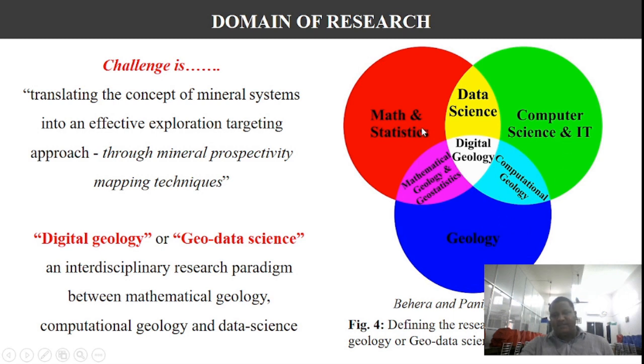The intersection area of math and statistics and geology, we refer to as mathematical geology and geostatistics, and the common area between computer science and IT and geology, we refer to as computational geology, and the common area between math and statistics and computer science and IT, we refer to as data science. Today is the era of data science. And when we combine data science along with computational geology and mathematical geology and geostatistics, what we get is digital geology or geo-data science. So we call it an interdisciplinary research paradigm between mathematical geology, computational geology, and data science.